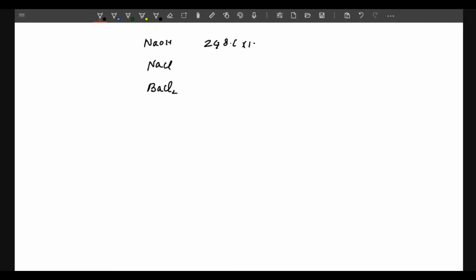248.1 into 10 power minus 4. For sodium chloride, 126.5 into 10 power minus 4. And barium chloride, 280 into 10 power minus 4 Siemens meter square per mole. Make here the conductance in meter square. Therefore, conductance value is found to be small like this.